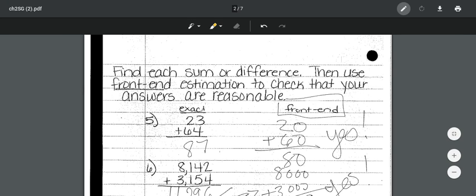Okay, so the second part of this that we're going to be looking at is doing the same thing of finding the sums and differences. So again, adding and subtracting, but this time we want to use front-end estimation. So front-end estimation is just taking that front digit and then making it with a zero right after it. It's front digit, keep that, and then a zero after that.